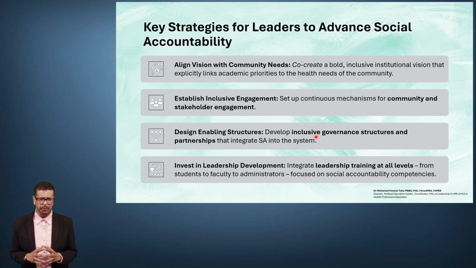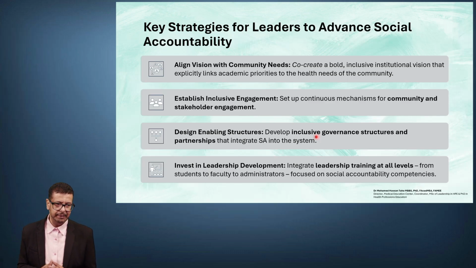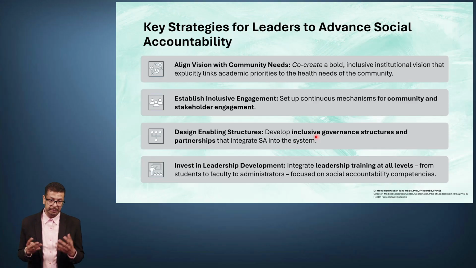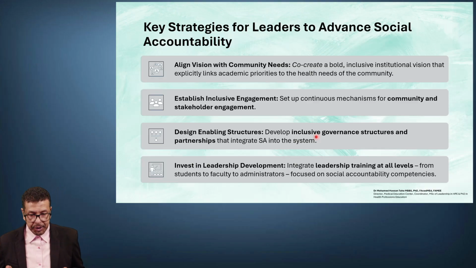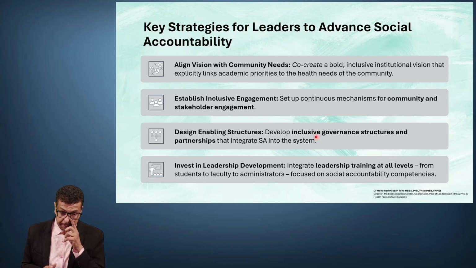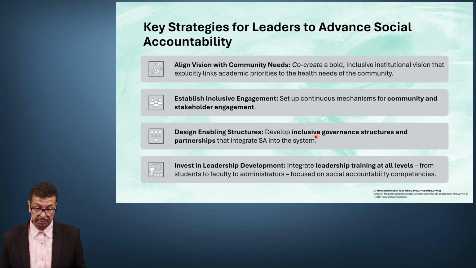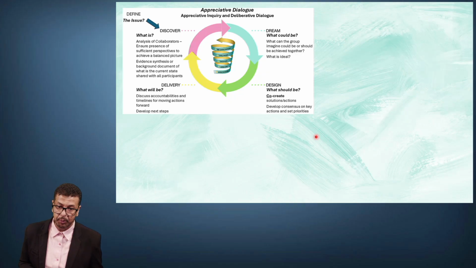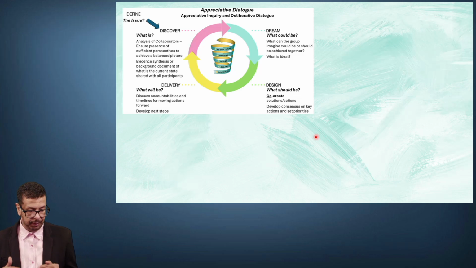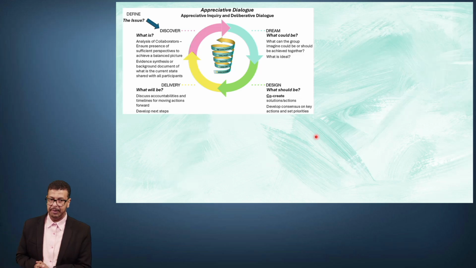And they need to invest in leadership development, integrating leadership training at all levels, from students who need to be trained in leadership to faculty, administrative, and higher authority. To do this, a change management plan needs to be considered. And one of the best change management approaches that can be used to advance social accountability is the appreciative inquiry model. Because in the appreciative inquiry model, you build on the positive things that already exist in the organization.